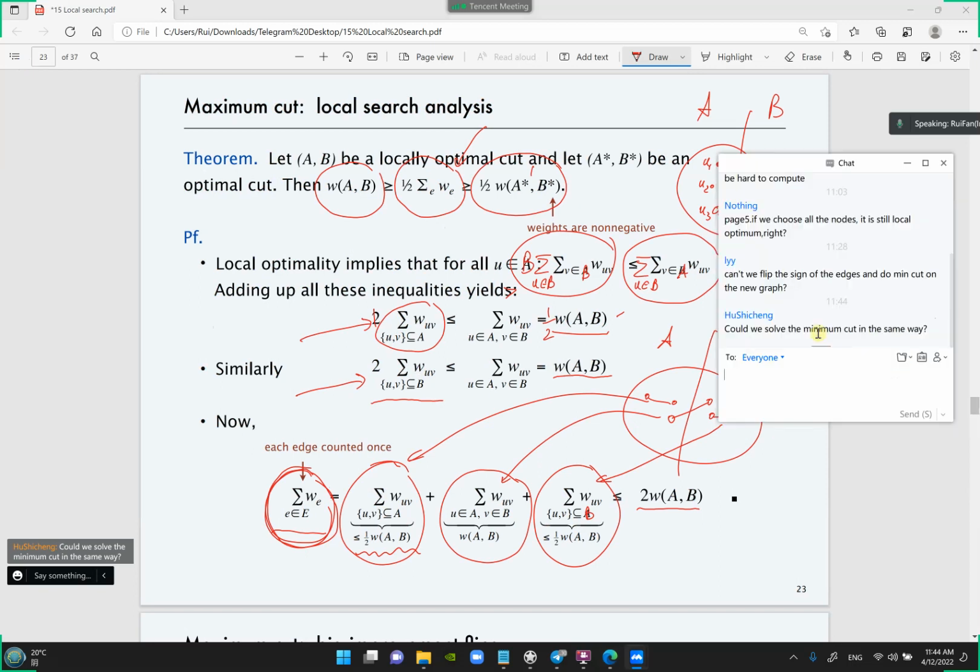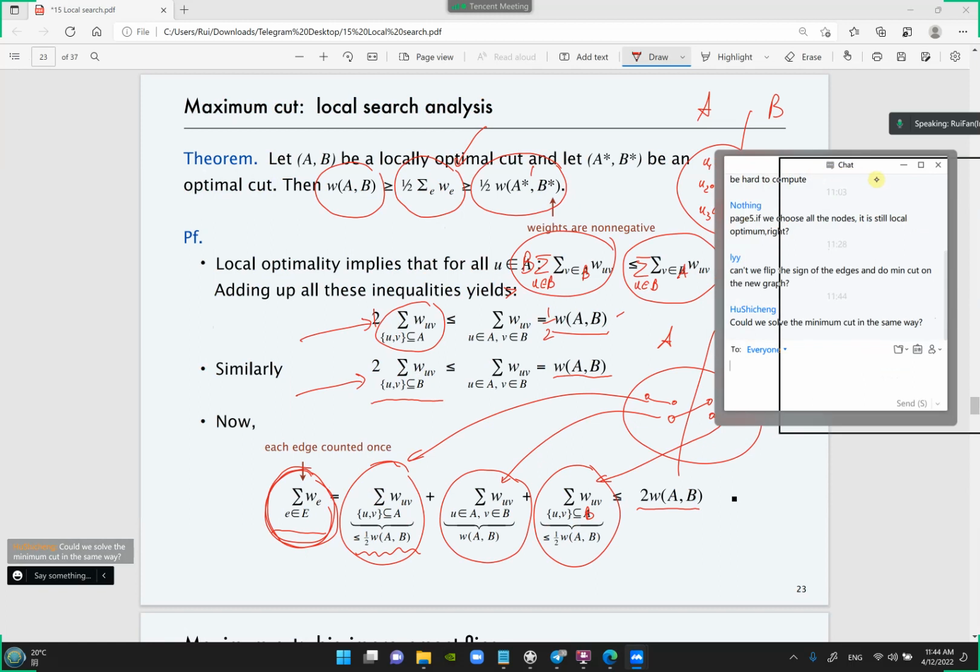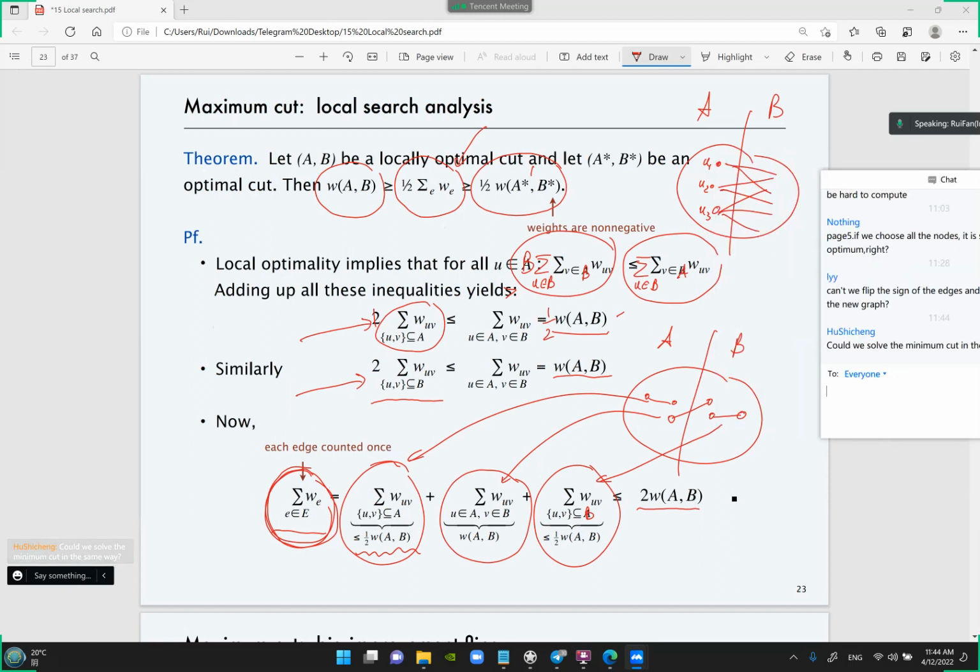Somebody asked, can you solve the min cut in the same way? I think you can solve min cut in a similar way, but you wouldn't want to, because this max cut algorithm has a few problems. The first problem is that it doesn't give you the optimal solution. It only gives you something which is 1/2 the optimal, whereas for min cut, we have an algorithm which gives you the optimum solution.